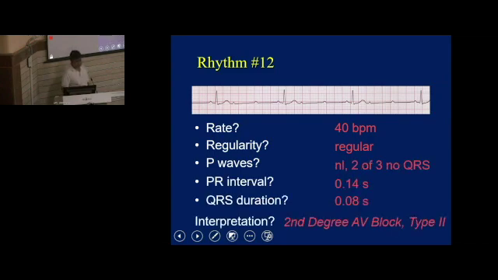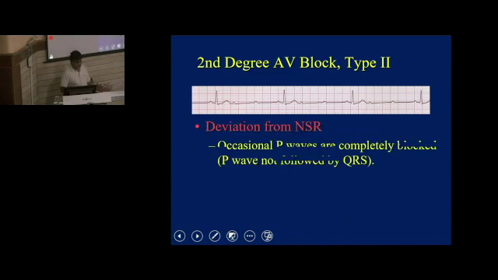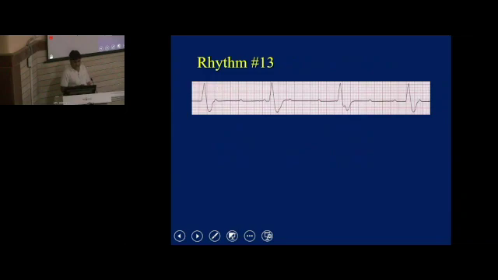Occasional P waves are completely blocked, as I said. And then comes this one. So we have type 1 AV block. What is the ECG finding? Only finding is PR interval is more than normal, more than 5 small squares.